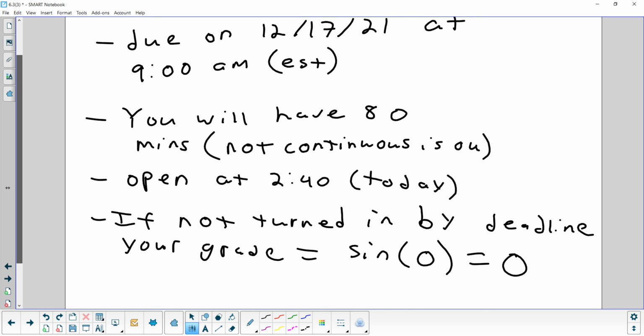What happens if you don't get it done? You do need access to a graphing calculator. Is that a problem for anybody? If you don't have it, you can't do it. Okay, perfect.